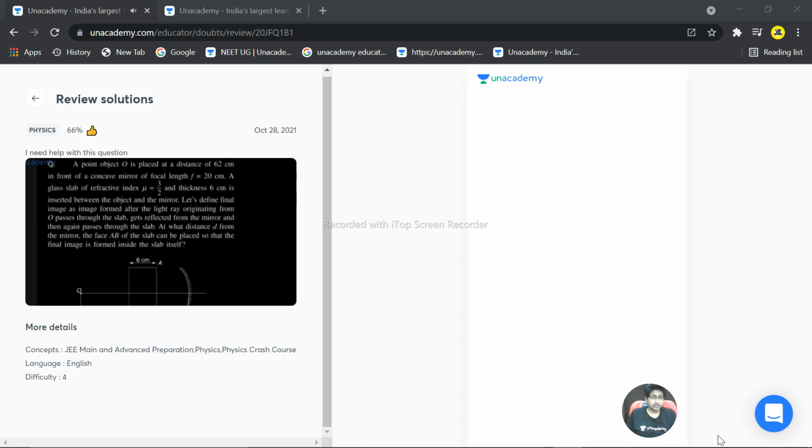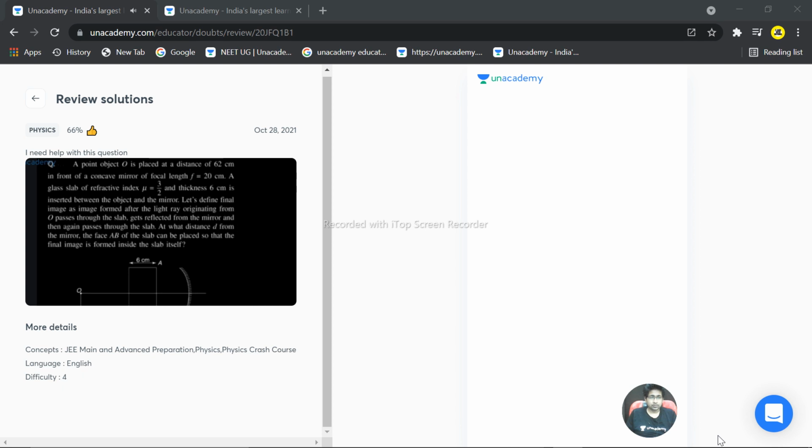Let's define the final image formed after the light originated from O passes through the slab, gets reflected from the mirror, and then again passes through the slab. At what distance d from the mirror can the face AB of the slab be placed so that the final image is formed inside the slab itself? So that's the question we have right now, and let's start solving it.